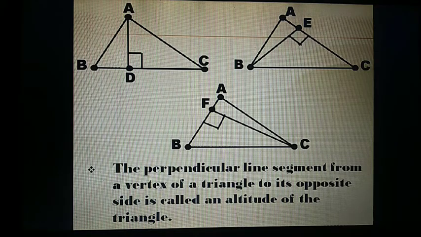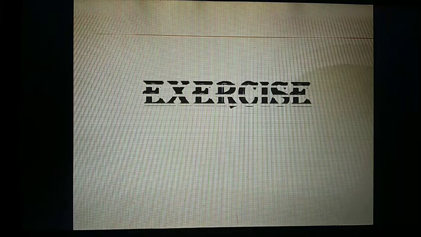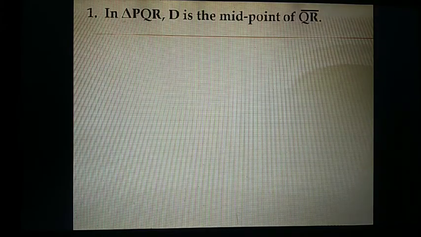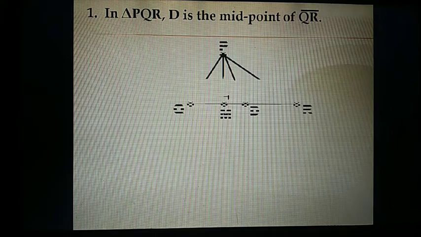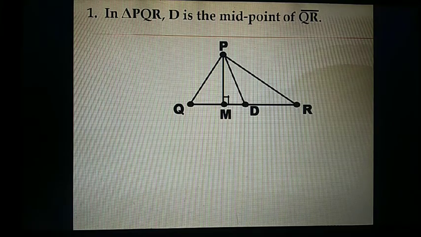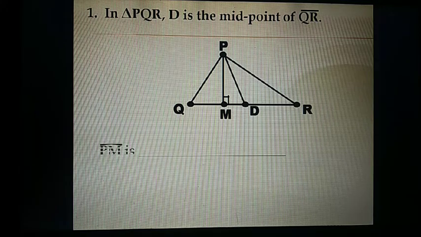Moving to exercise 6.1. Question number 1. In triangle PQR, D is the midpoint of QR. It's clearly given to you that D is the midpoint, so QD and DR will be equal to each other. Now, we are supposed to find out what PM is here.